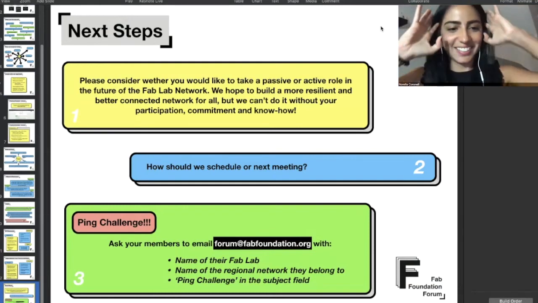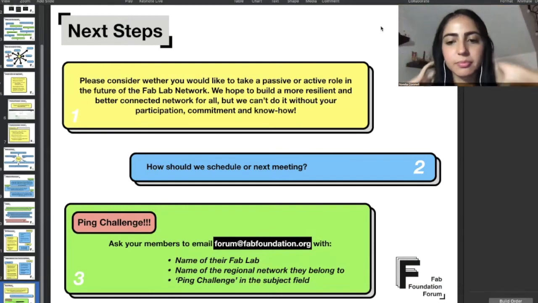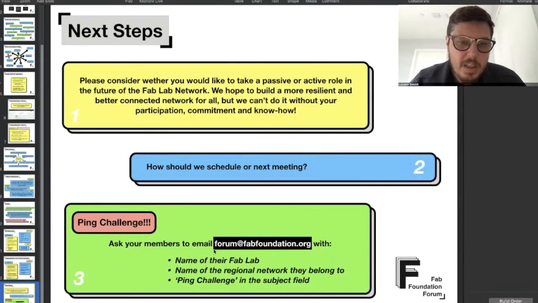Okay, so I thought it might be kind of cool for us to contrast the experience that we had during the census. So in the next month, I really hope that you take on the challenge. If you run a regional network, or a global one, or an interest group, or whatever it is, your group of people in the network, let's see if we can map these networks better than we could do with the census. My idea is to ask you to pass on to everyone in your network a request for them to send us an email to forum@fabfoundation.org with the name of their lab, the name of the regional network that they belong to, and make sure you add ping challenge in the subject field.